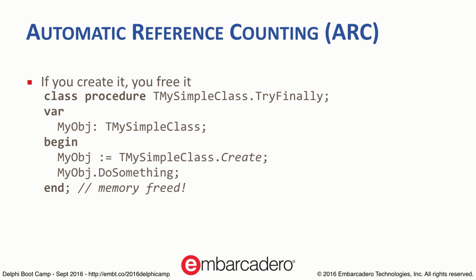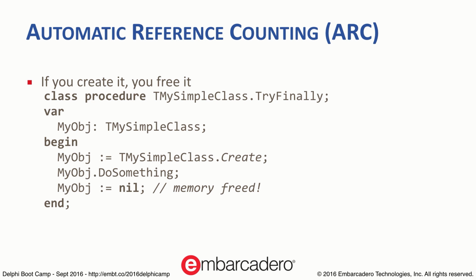So here's how you would do that same thing we looked at earlier. Actually, I should have renamed it, it says my simple class try finally. That shouldn't be called try finally. Anyway, you create your object and then do something with it, and you don't have to call free. As soon as your reference goes out of scope there at the end, the memory is freed and the destructor is called. I copied the slide and I didn't change all the text. That's why it says if you create it, you free it. You don't need to free it.